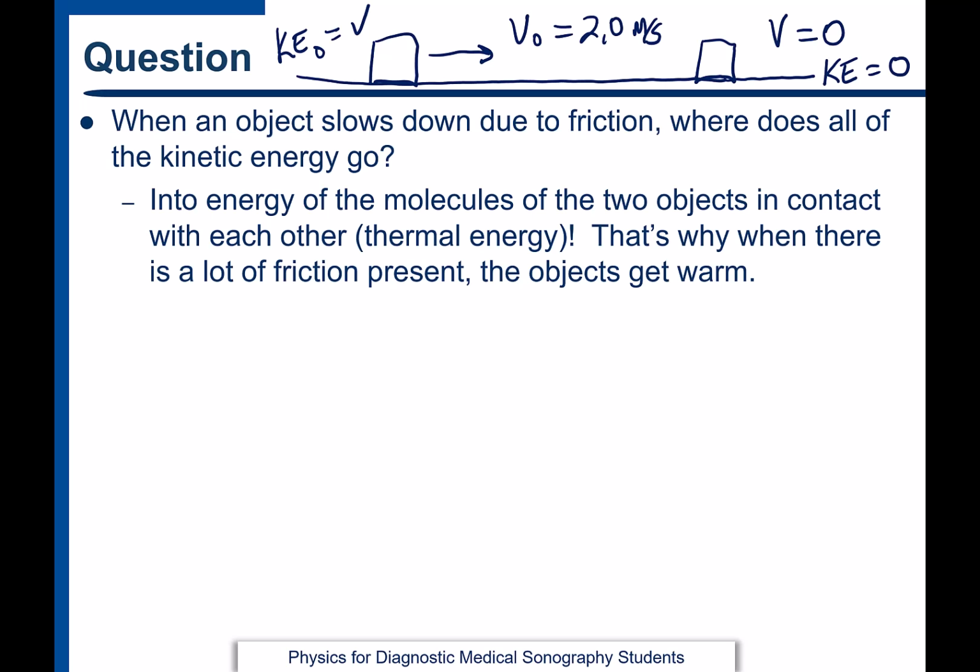And you'll notice if you push your hands hard together and rub them back and forth, your hands get warm. That's because you're converting the kinetic energy of moving your hands into thermal energy inside your hands. And that's why your hands warm up. So that's what happens when we have friction involved: we lose the kinetic energy of an object and it goes into the internal or thermal energy of the objects that are in contact. So the molecules within those two objects now are moving more than they were before.